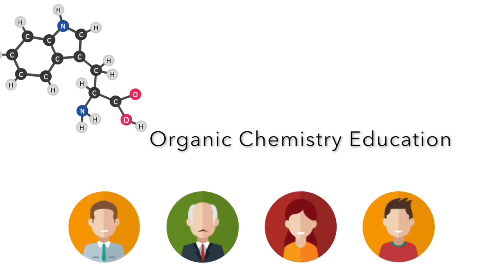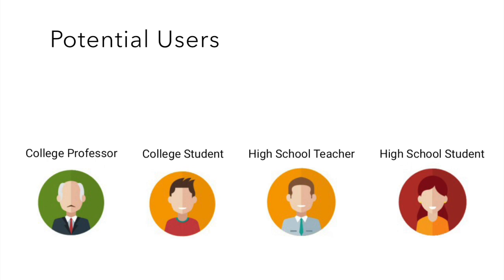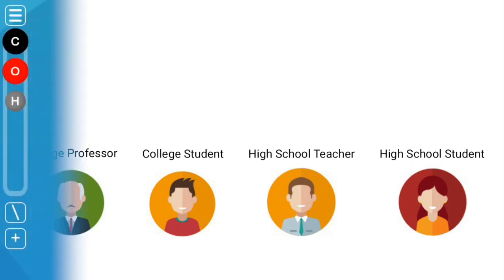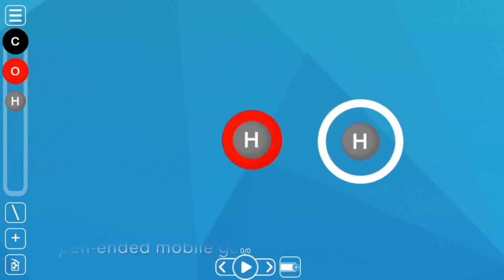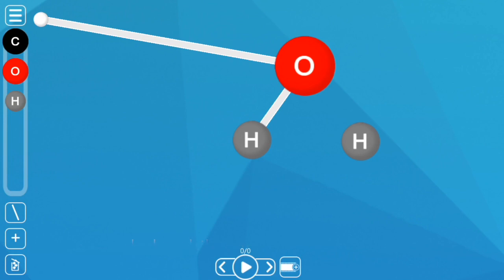Alchemie is an organic chemistry app designed to make learning, practicing, and teaching 3D organic chemistry concepts easier for both students and teachers. It uses the principles of open-ended game design to let users create molecules and animations.